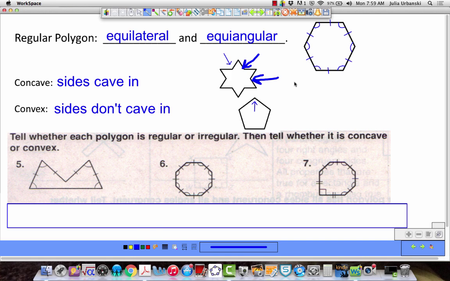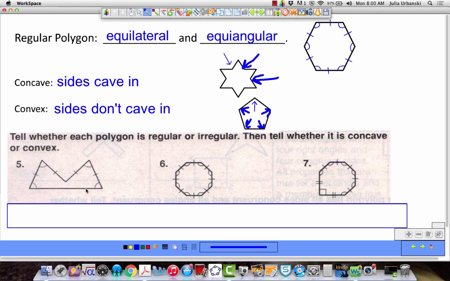You guys probably heard that word in science with concave lenses and convex lenses and microscopes and telescopes and all that. Okay, convex is where no sides are caving in. All the sides are going outward. That's what convex looks like. Can't find any piece that's caving inward. So we have to decide, are they polygons, are they regular or irregular? Are they concave or convex?